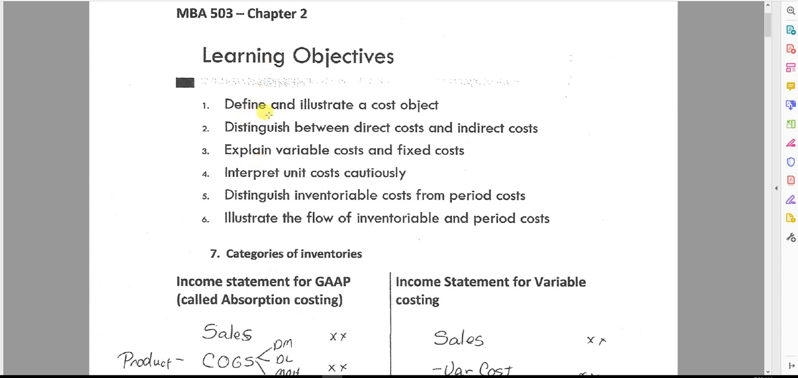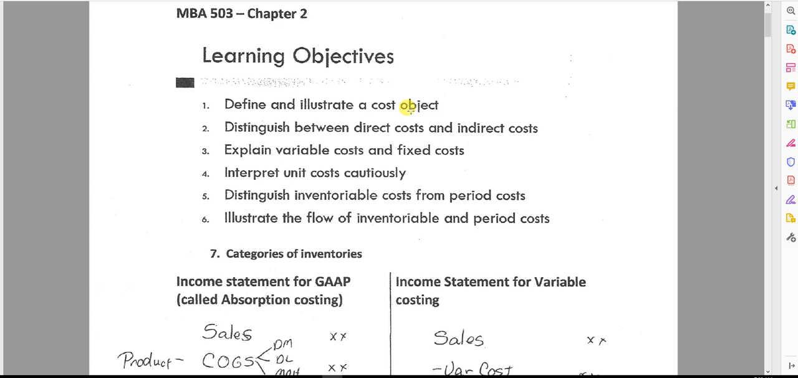The first thing we're going to do is define and illustrate a cost object. A cost object is anything you want to cost. For instance, it is usually a product. If I am making t-shirts and I want to know how much I need to sell my t-shirts for, I need to figure out their cost. So the t-shirt, the product, is the cost object.